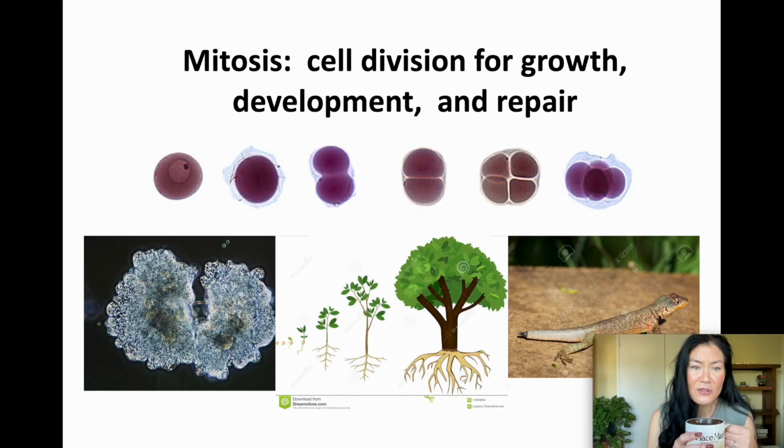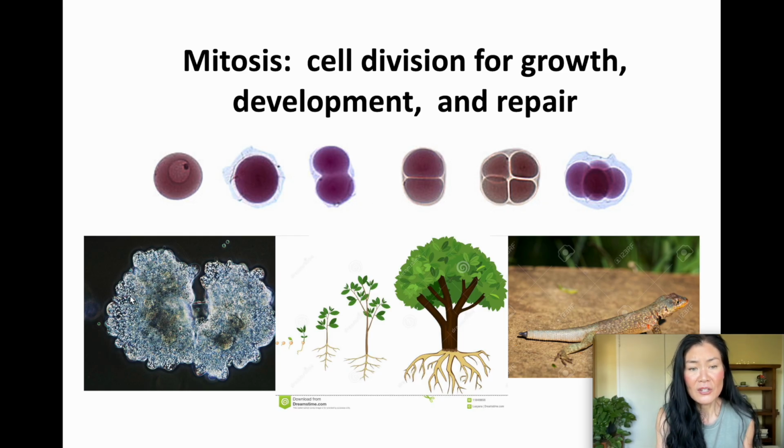On this first slide, you can see several diagrams and pictures showing mitosis for several purposes. At the very top, you can see a zygote that has just recently been fertilized by a sperm cell, and it's going through mitosis. It's dividing into 2 cells, and then from 2 you get 4 cells, from 4 you get 8 cells, and you develop into a little embryo.